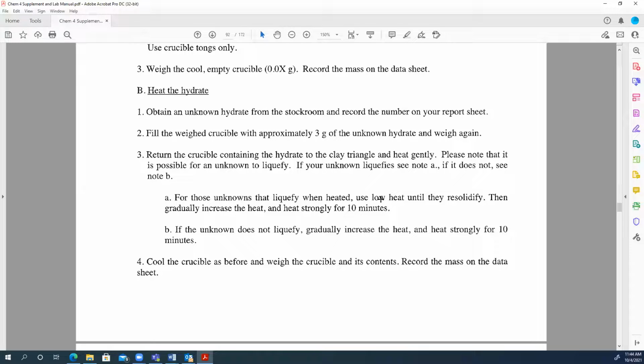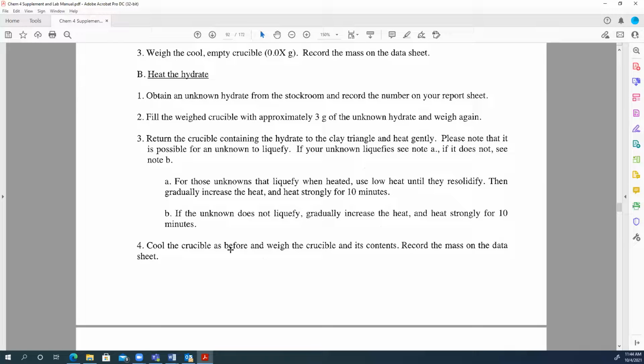We always have to watch out for splattering, because splattering is going to ruin our experiment. That is, if some quantity gets splattered out of that, then there's no way of tracking that. Okay, B: if the unknown does not liquefy, gradually increase the heat and then heat strongly. Once we're sure we've got most of the water out of there, then we can heat strongly for 10 minutes and then it should be good.